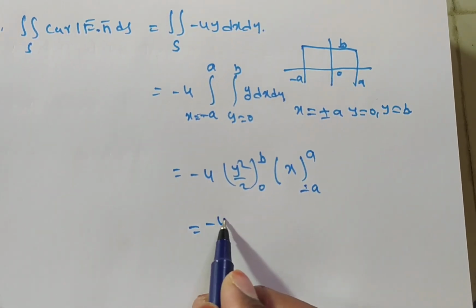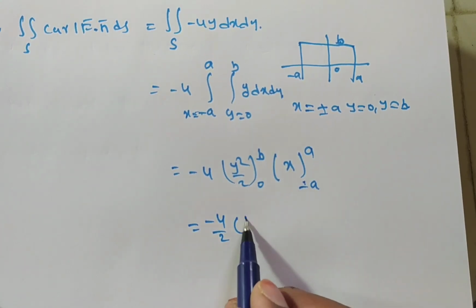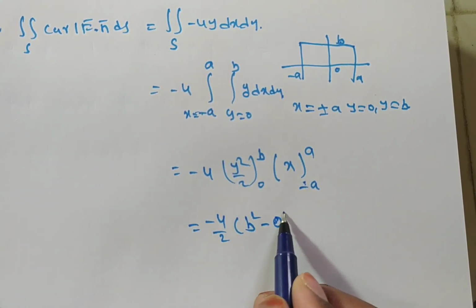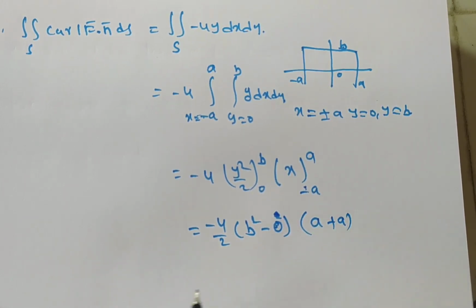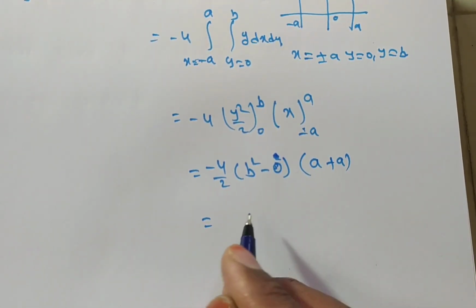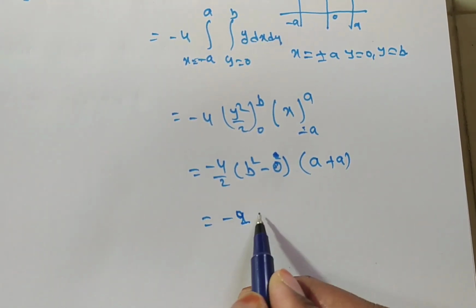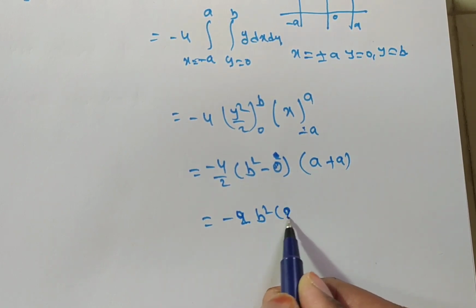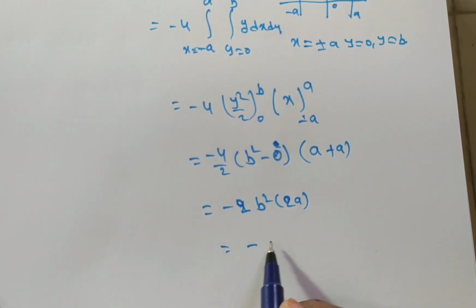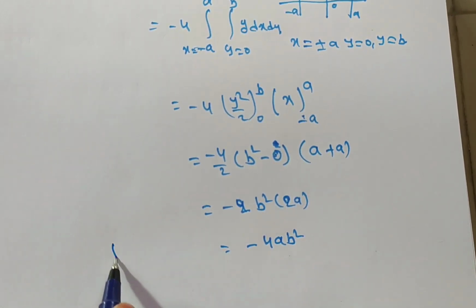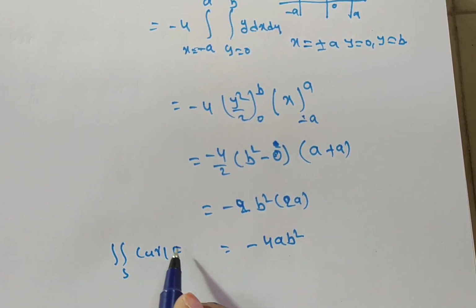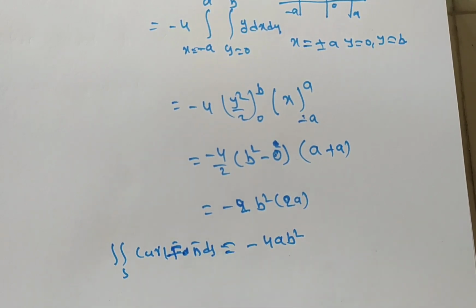Now you see here minus 4 by 2 times, if I substitute the upper limit, I will have b square minus 0 square. The lower limit, 0 square, is 0, into a minus of minus a, which is plus a. So here minus 4 by 2 is minus 2 times b square into a plus a, which is 2a. So finally you will have minus 2 times 2, that is minus 4 a b square. This is the value of the double integral over S of curl f bar dot n bar ds.